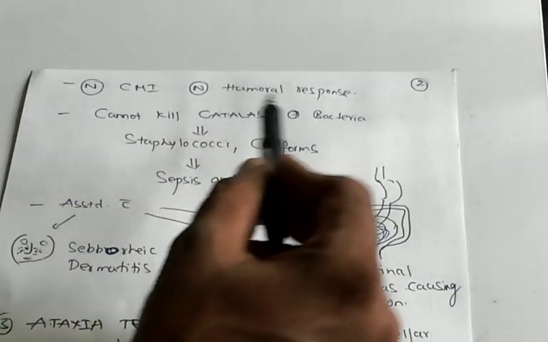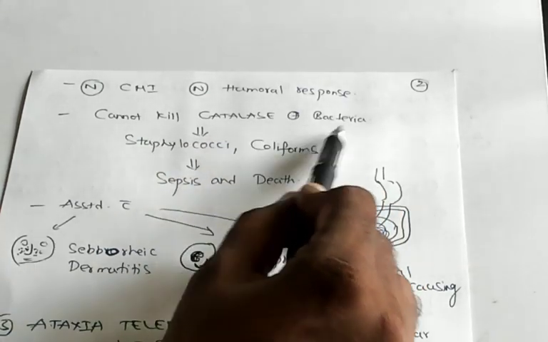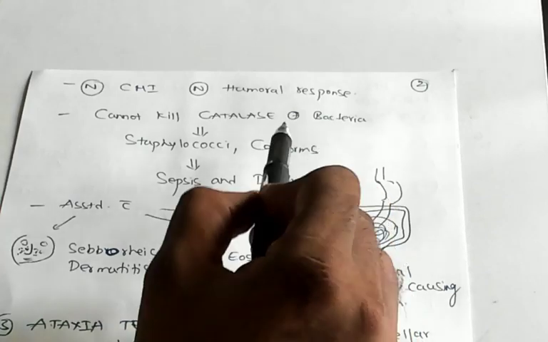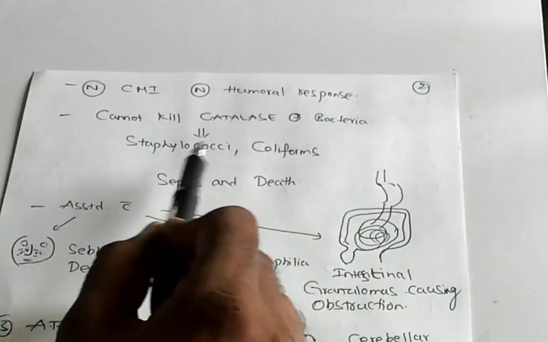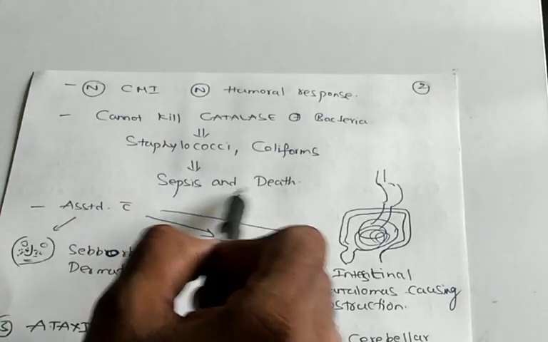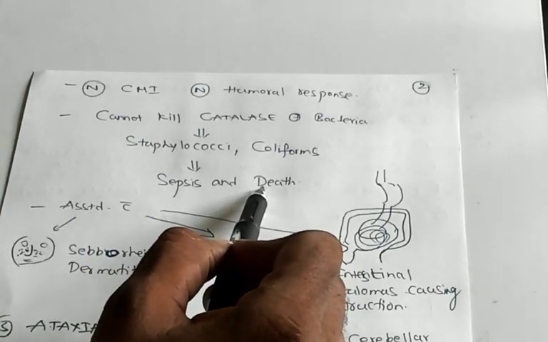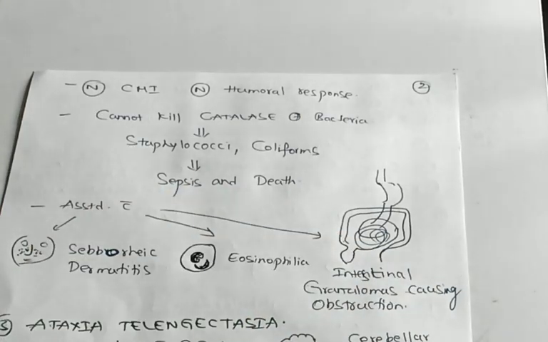They cannot kill, in chronic granulomatous disease, catalase positive bacteria. What are they? Staphylococci and coliforms. That is the reason sepsis because of these organisms and death are the important challenges in chronic granulomatous disease.